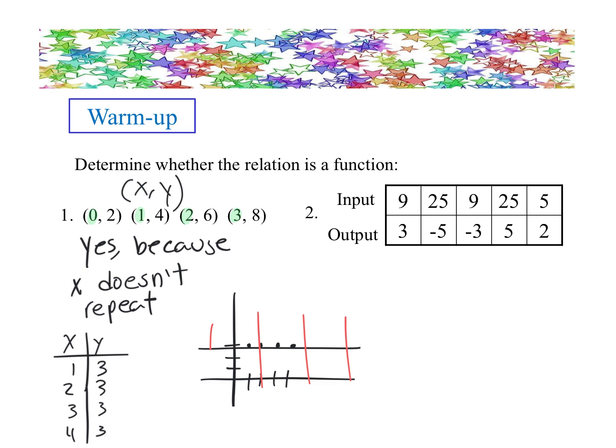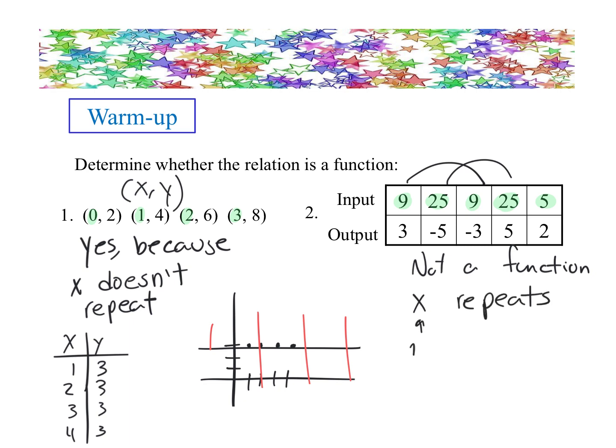Again, for number 2, they want us just to look at the inputs, which is the x. So 9, 25, 9, 25, and 5. Usually, if we just have one that repeats, it's enough to say it's not a function. In this case, we have 2. Again, because the x repeats, doesn't matter if it's once or twice, not a function. All because the x repeats, or the input repeats.